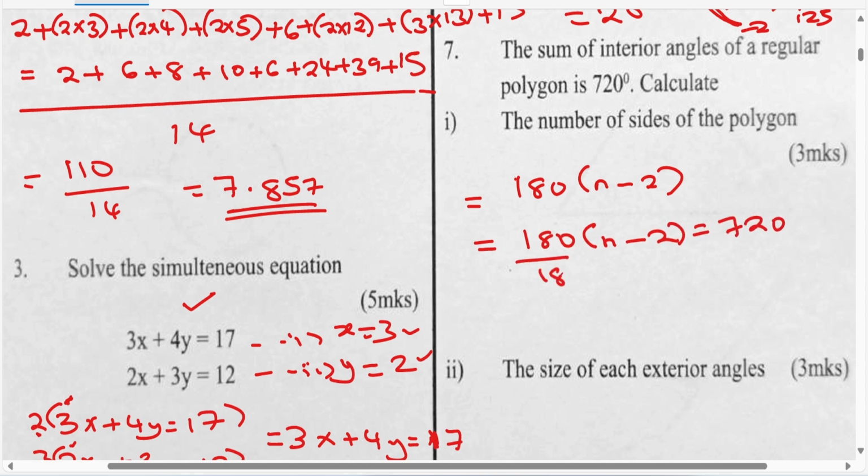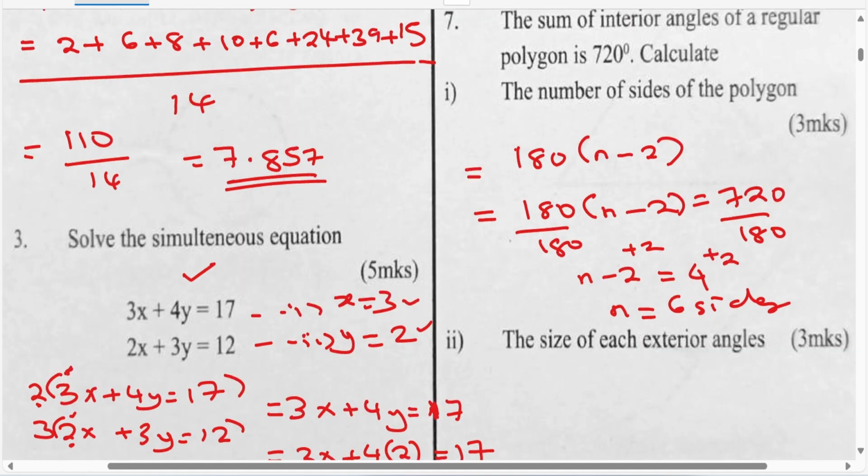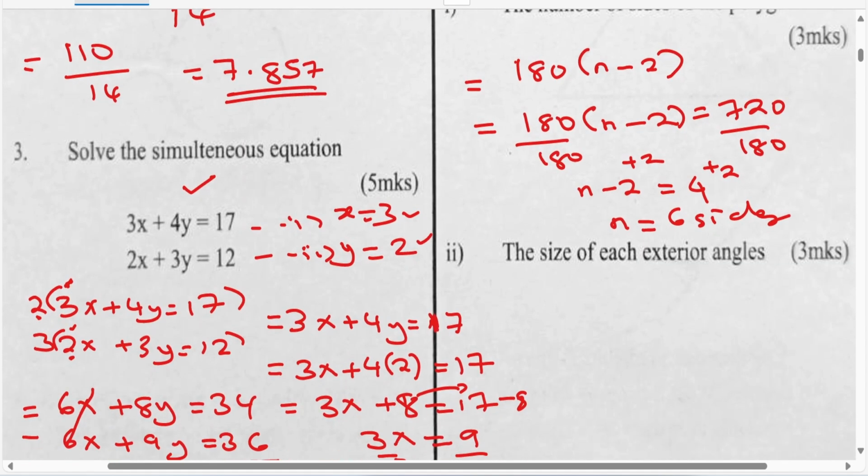So let's divide by 180. 180 goes into 720 how many times? 3 times, 4 times. So you just remain with n minus 2. Add 2, and it remains with n equal to 6. So there are 6 sides in that polygon. The size of each exterior angle. Usually this is also very easy. There are two ways of solving this.